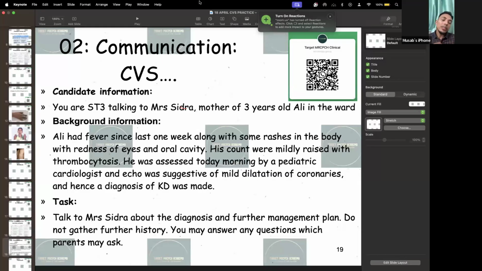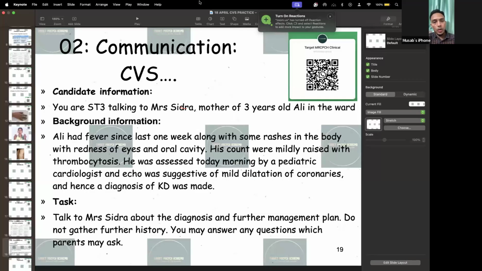So the side effects of that IVIG might include nausea, vomiting, fever, chills, and sometimes muscle aches. But these things are not necessary. It is not necessary that it will come for Ali. These are seen in different patients, but we don't know how Ali will react. Might be Ali will have very mild symptoms, which will subside. Okay. Hopefully so, doctor.